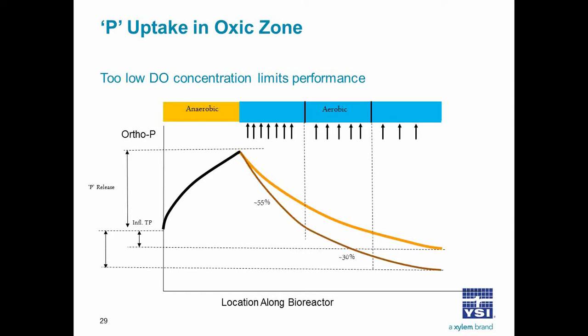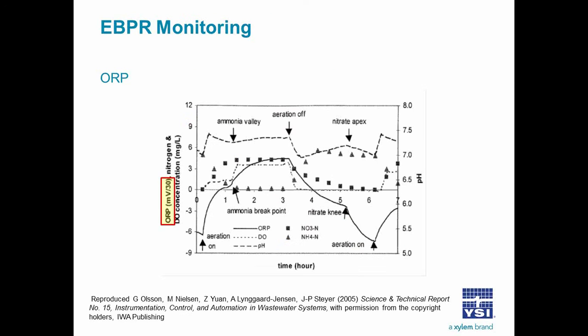Another monitoring parameter that has been utilized for EBPR is ORP. This chart here illustrates how an intermittent aeration system might perform. And the chart is a little busy, but I'll walk you through it. So looking at ORP on the vertical axis, actually it's millivolts over 30, so it's scaled. And we see that when aeration is first turned on, the ORP increases to a point and then levels off. And this leveling off occurs right about at the point when the ammonium concentration is near zero, as shown by the blue triangles.